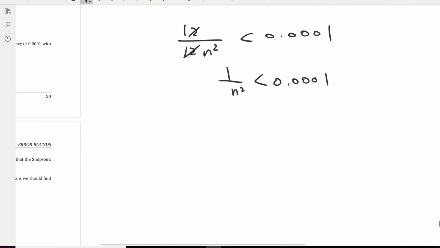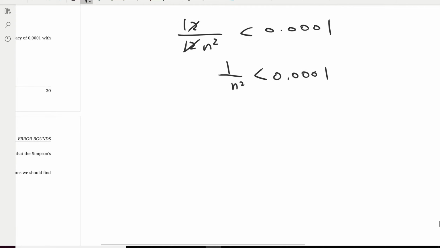Let's switch 0.001 and n squared because both of them are positive, so the inequality doesn't change. So n squared can go there, and 0.001 can go there. Now let's take the square root. Now we know n is always going to be positive, because n is the number of subintervals. You cannot have a negative number of subintervals, right? So you want to find the square root of 1 over 0.001.